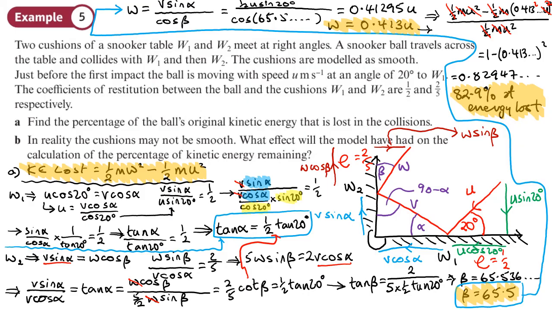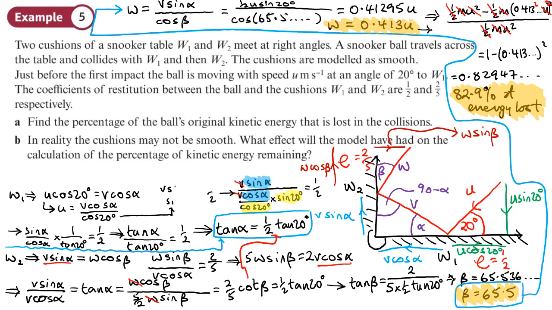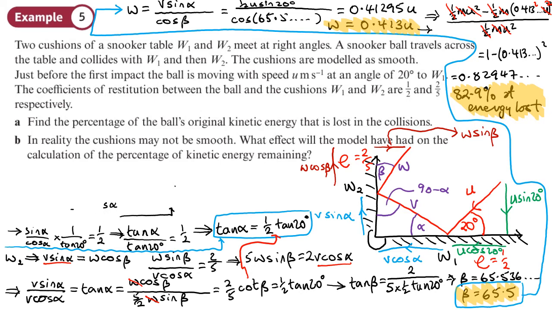And then part B, we're going to have to create a bit of space to do part B. In reality, the cushions may not be smooth. What effect will this have, will the model have on the calculation on a percentage of kinetic energy remaining? Well, if they're not smooth and they're rough, we're going to lose energy because of work done against friction. So the percentage of the kinetic energy remaining is going to be lower.